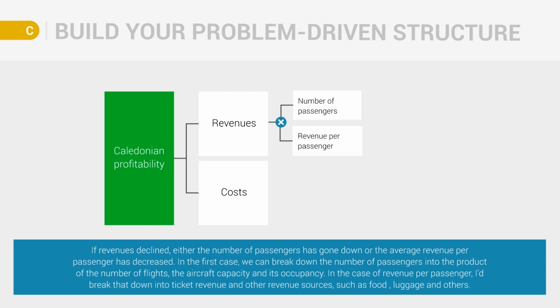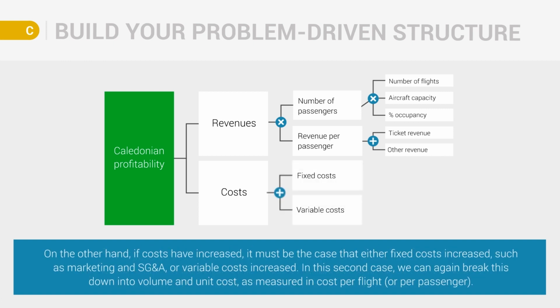In the first case, we can break down the number of passengers into the product of the number of flights, the aircraft capacity, and its occupancy. In the case of revenue per passenger, I'd break that down into ticket revenue and other revenue sources such as food, luggage, and others. On the other hand, if costs have increased, it must be the case that either fixed cost increased, such as marketing and SG&A, or variable cost increased. In the second case, we can again break this down into volume and unit cost as measured in cost per flight or per passenger.